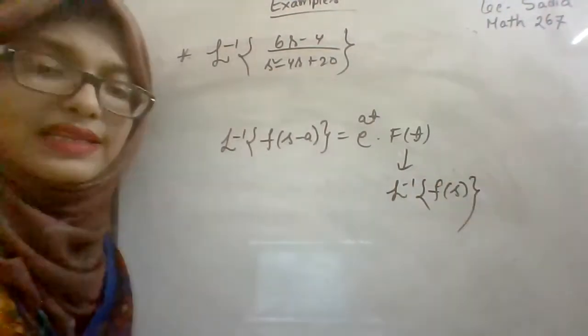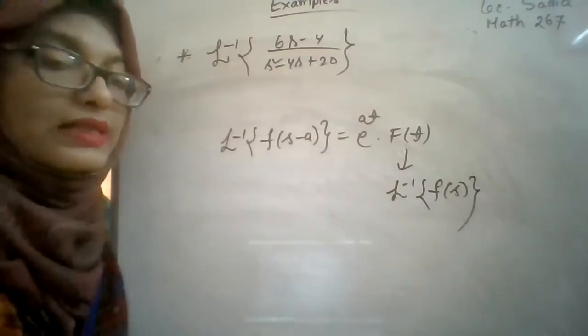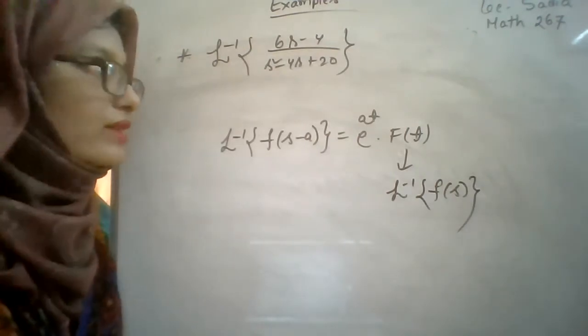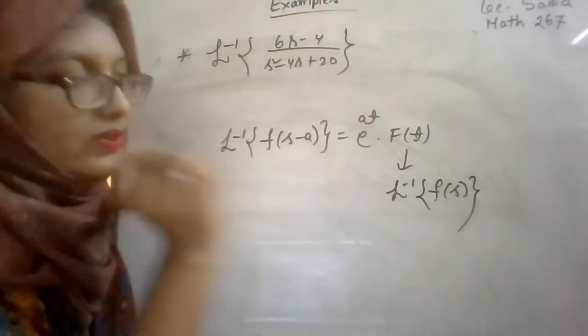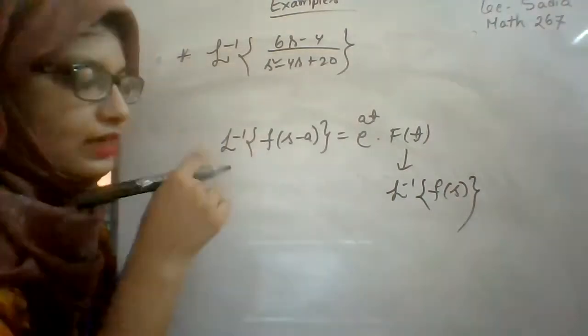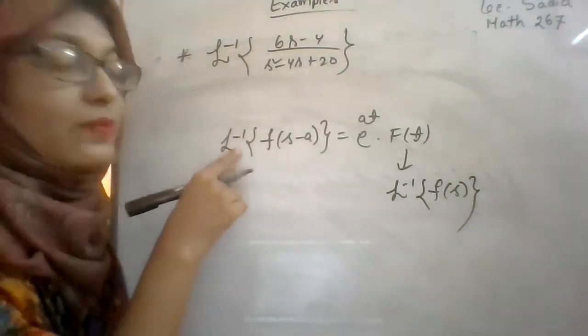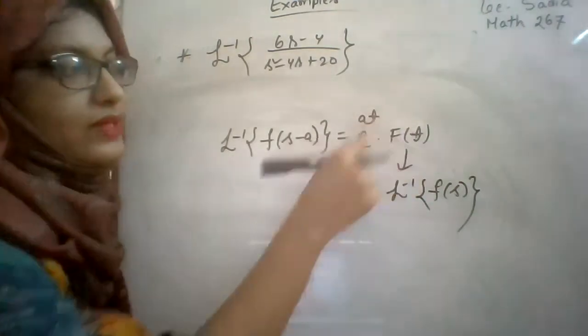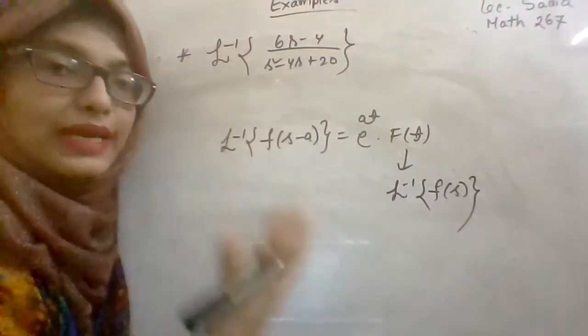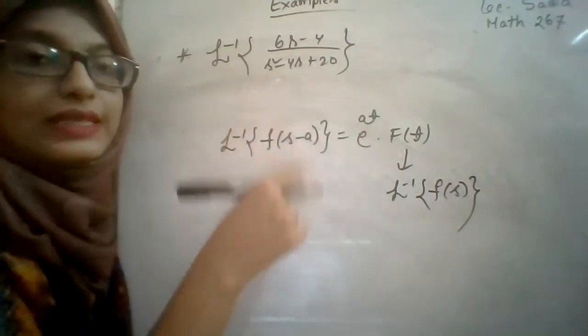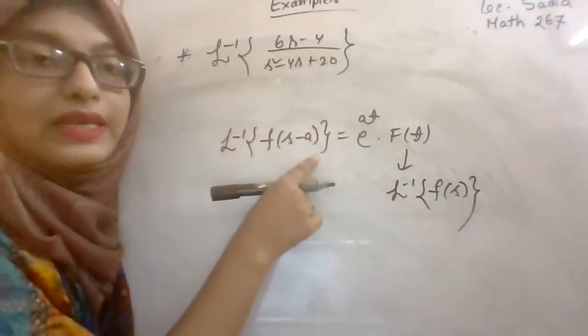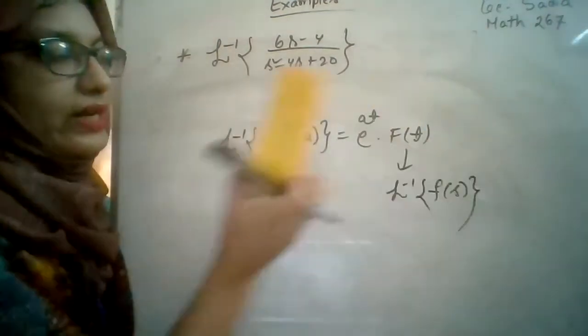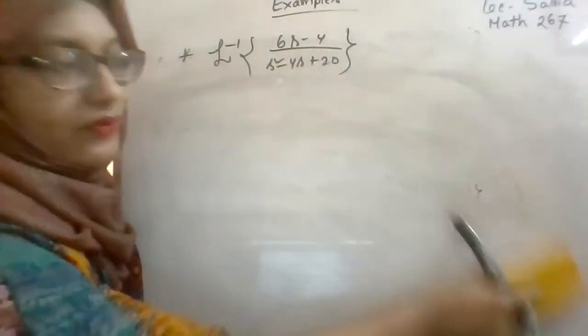Okay, so that's the statement for the first translation or shifting property, and for finding the solution of this, I will try to use this formula or this property. Here in the left side, it is inverse Laplace transformation of F of s minus a is equal to e to the power at f of t. So from here, you have to try to convert your given function into the form of F of s minus a.